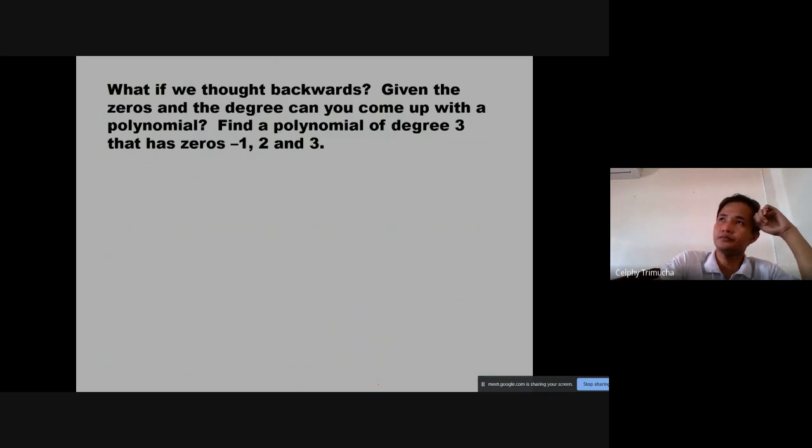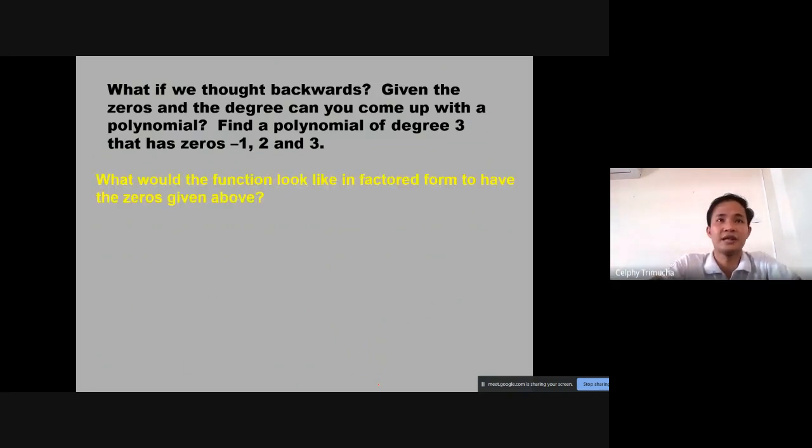This time, what if we thought backwards? Given the zeros and the degree, can you come up with a polynomial? So we have: find the polynomial of degree 3 that has zeros negative 1, 2, and positive 3. I think this will be helpful for you, or an easier concept, since you just multiply. So what would the function look like in factored form to have the zeros given above?